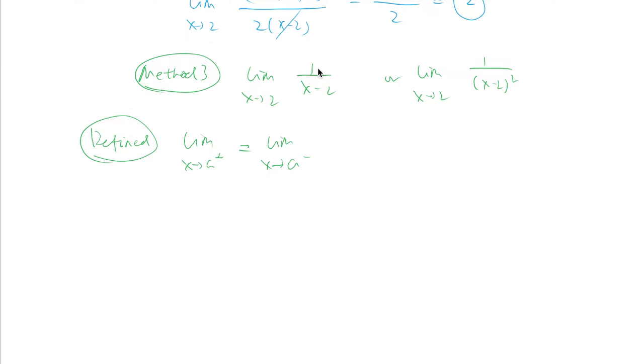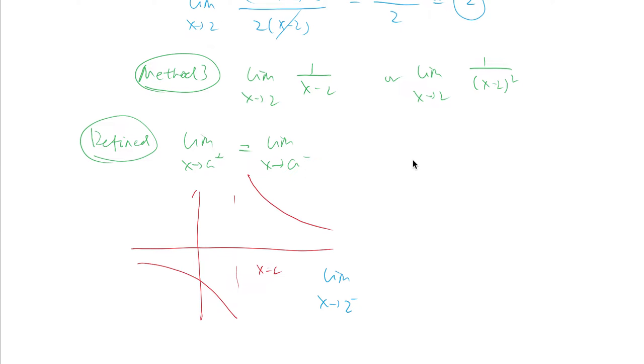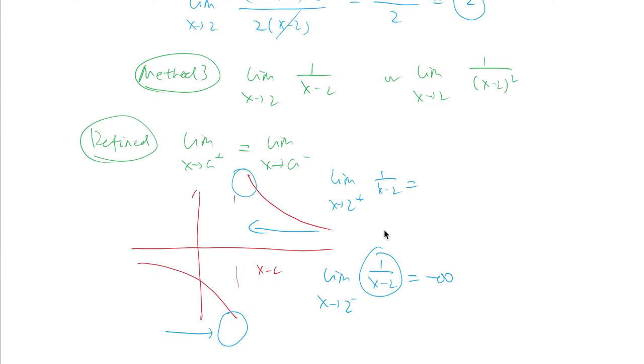So let's have a look at this, 1 on x minus 2. This is x equals 2, the asymptote, and then you have two branches. We're trying to see when we approach from the left and when we approach from the right whether they are the same. Limit x approaches 2, 1 on x minus 2: when you approach from the left, in the end it will be negative infinity. However, if you approach from the right, limit x approaches 2 plus of 1 on x minus 2, you can see it goes to positive infinity. The two sides are not even the same, so this one is undefined. You can never find the limit value.